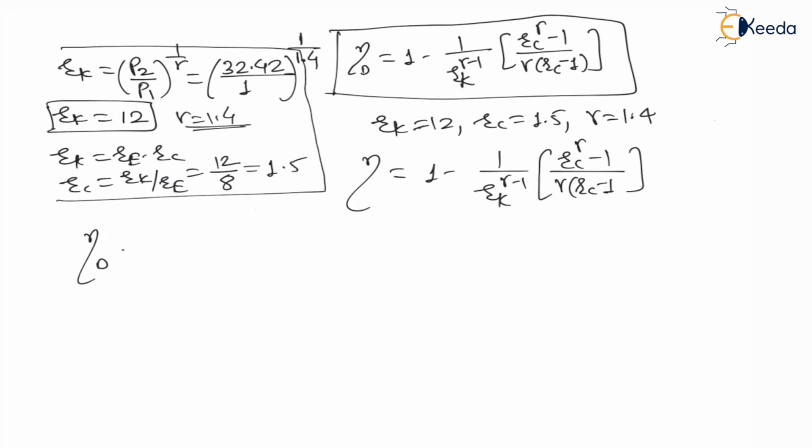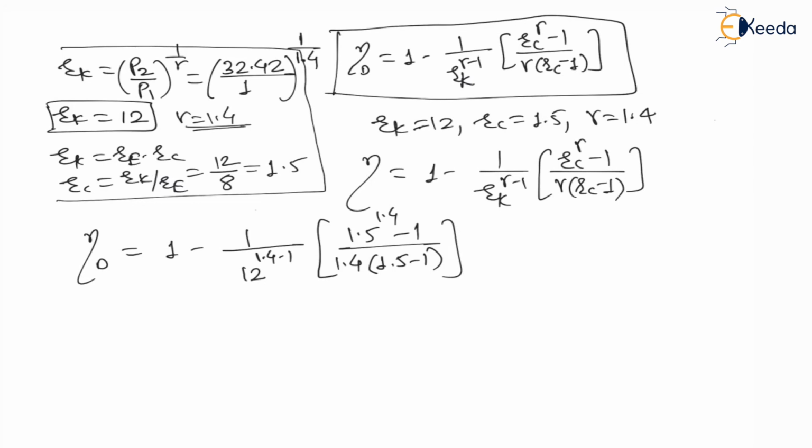Therefore efficiency of this diesel cycle is equal to 1 minus 1 upon RK is 12 power 1.4 minus 1, into RC is 1.5 power 1.4 minus 1, divided by gamma is 1.4 into (RC is 1.5 minus 1). Now with the help of this formula let us put all the values in the calculator and find out the efficiency. If you solve this, you will find that the result will be 0.596.